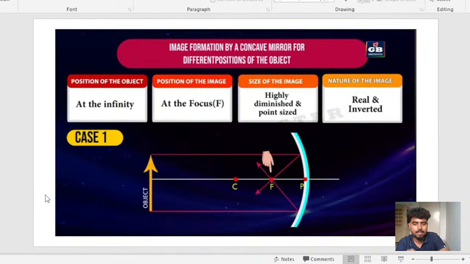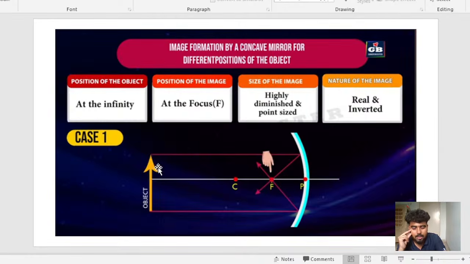What are the case studies? Now, here the position of the object is at infinity. We will go in the fast forward session. I'm going to place the object here. Please keep this in your mind. When I keep an object here, there will be two lines coming from the object, one from the top and one from the bottom. If the object is kept at the top, everything will be from the top. All the two lines will be coming from the top.